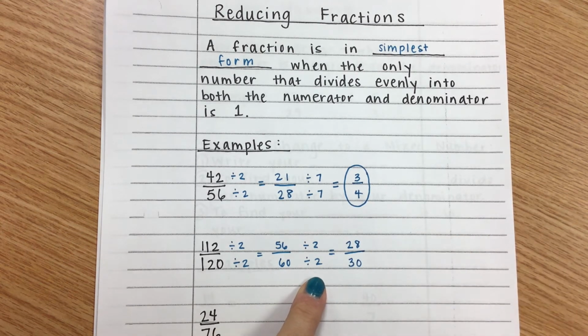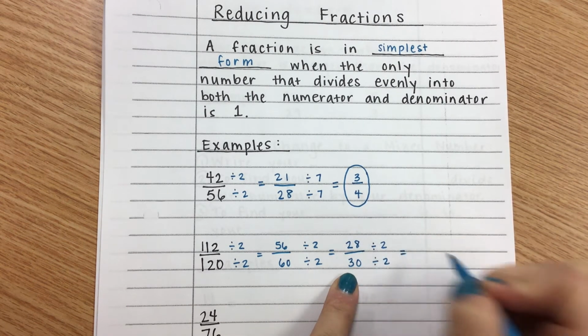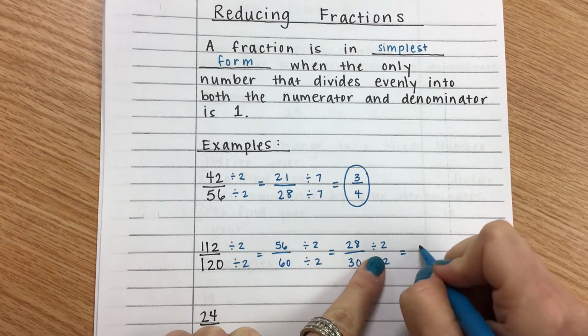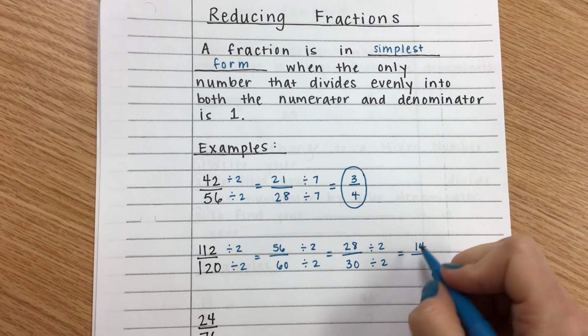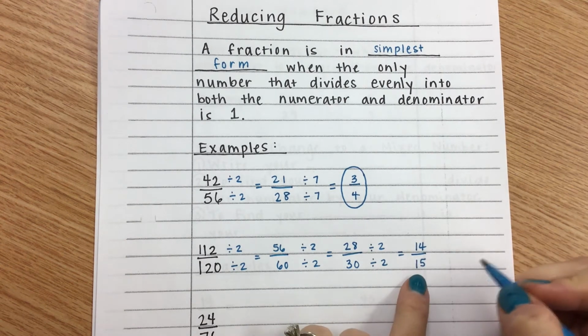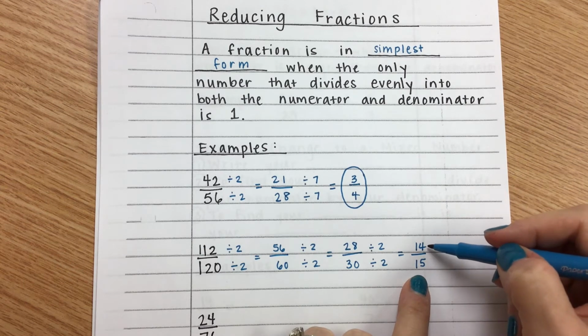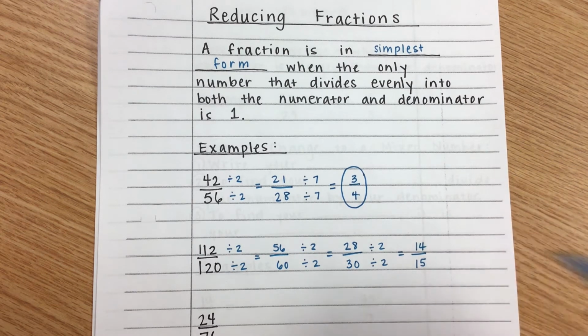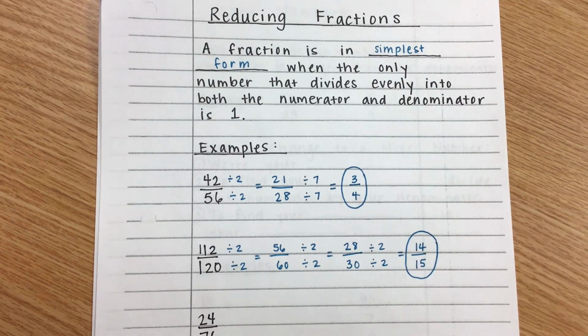So guess what, guys? Once again, I see that these are both still even. So guess what I can do again? Divide by 2. 28 divided by 2 gives me 14. 30 divided by 2 gives me 15. So once I'm here, 14 over 15, the only number that I can divide both 14 and 15 by is 1. So that means I am at the simplest form.